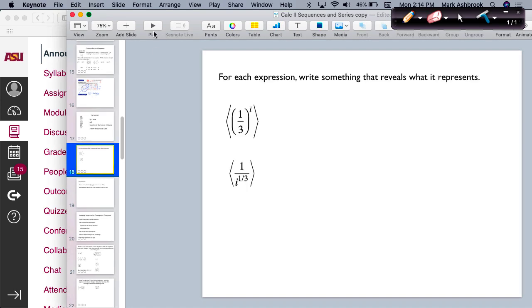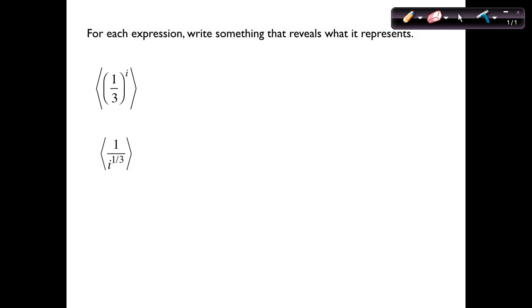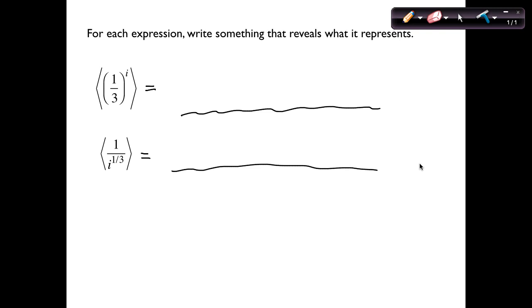So here we go. Let's review just quickly from last time. Here's two expressions. We want to write something that reveals what it represents. Can you do that? Can you write something that reveals what this means or what it represents? We should be able to.